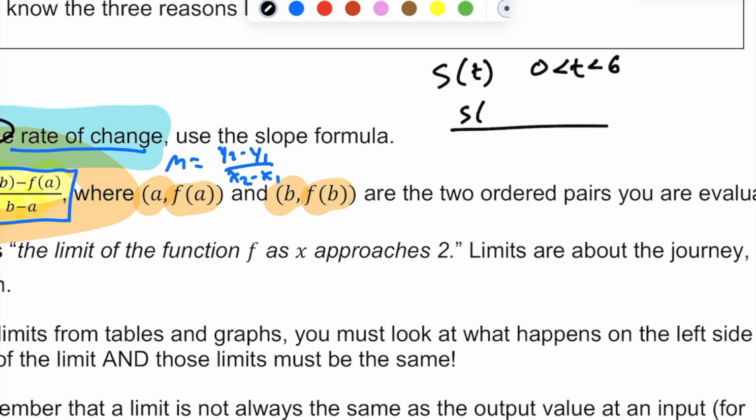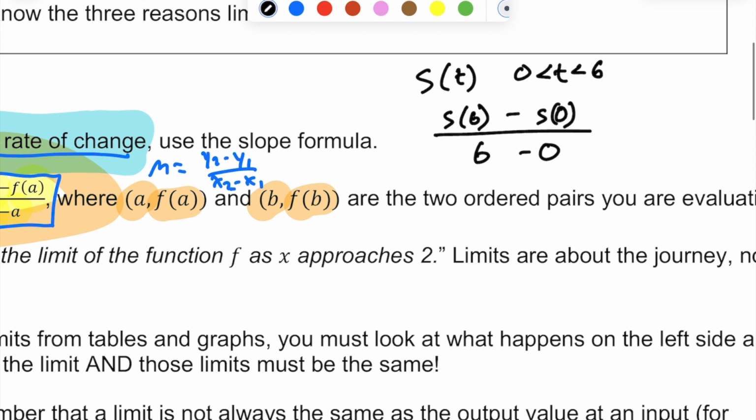So you would plug 6 into s minus 0 into s, right? S of 6 minus s of 0, those are our y values, our outputs, over 6 minus 0, right? Your second x, your second input minus your first. So it's just using the slope formula.